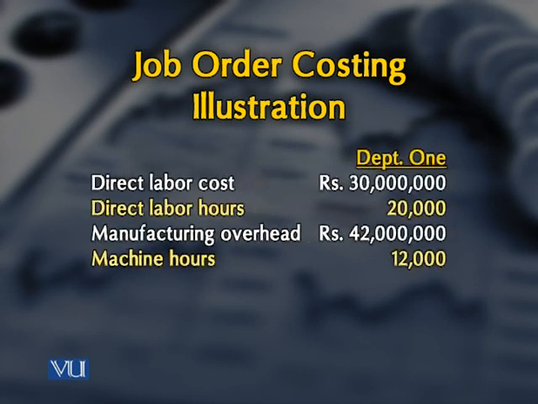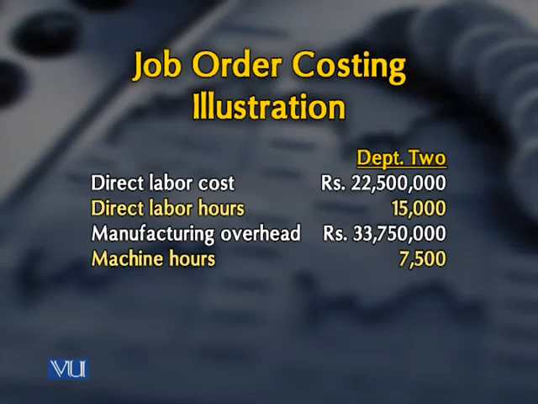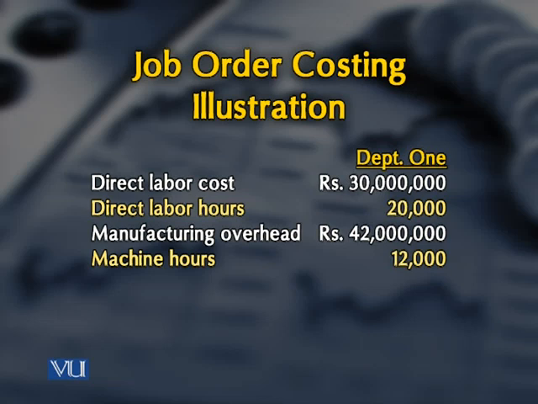Department 1 direct labor cost is 30 million, and Department 2 direct labor cost is 22.5 million. Direct labor hours in Department 1 are 20,000, and in Department 2 they are 15,000. Manufacturing overheads for Department 1 are 42 million, and for Department 2 they are 33.75 million. Machine hours in Department A are 12,000, and in Department B they are 7,500.